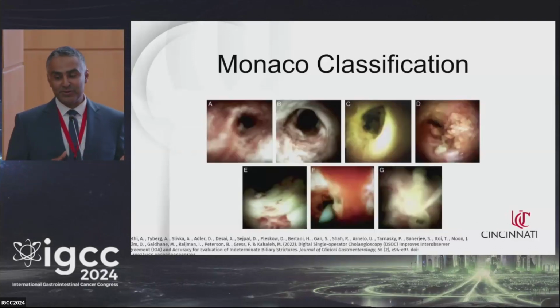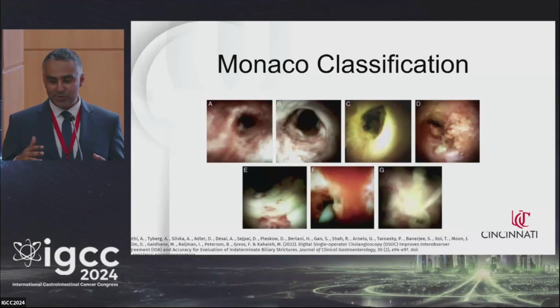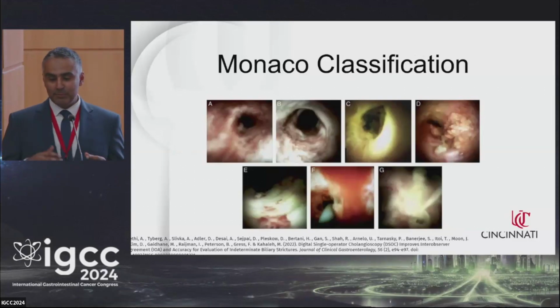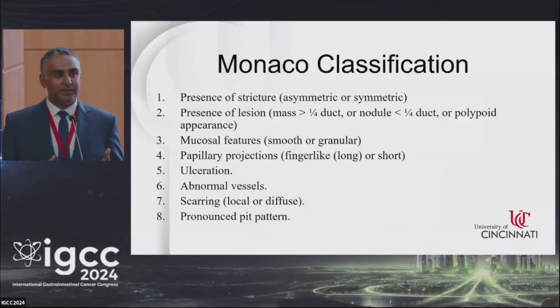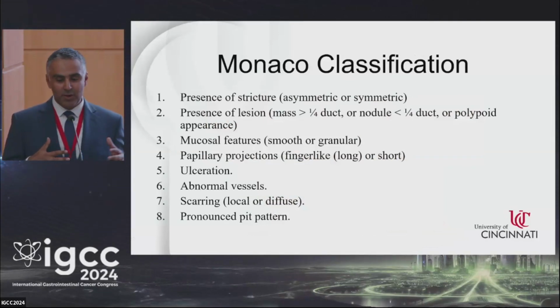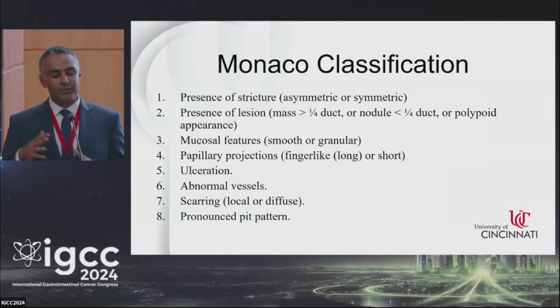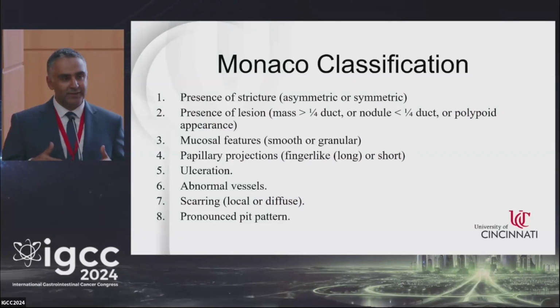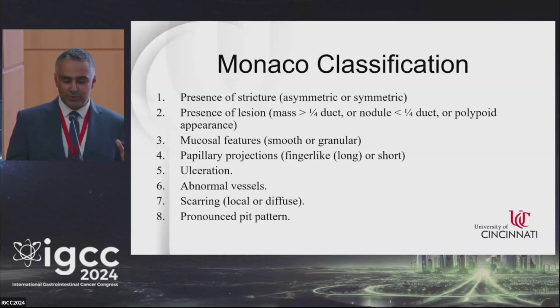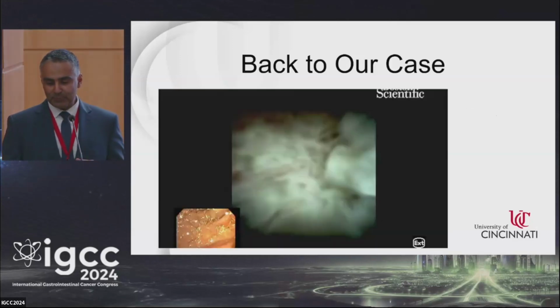The other classification system is the Monaco classification that was put together by Michel Kahaleh and his group, and it helped to classify benign versus malignant findings on cholangioscopy. Findings like presence of a stricture, presence of an intraductal mass and how much of the duct it occupies, mucosal features, papillary projections, ulcerations, and the blood vessel pattern as well, all put together can direct us towards suspicion for malignancy.